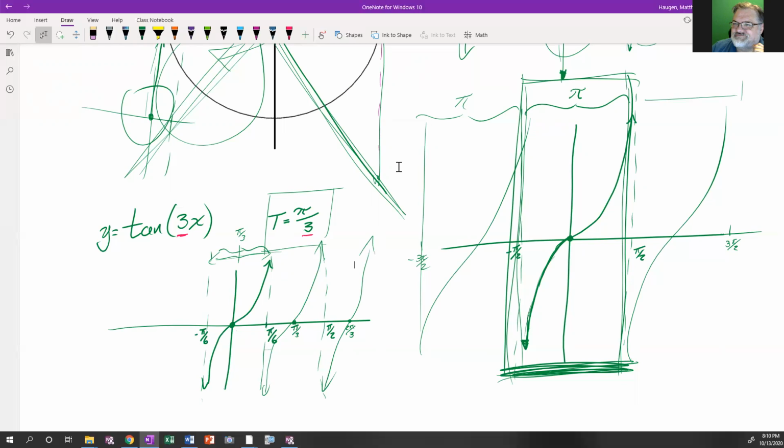So really our compression factor and our phase shifts and our lifts, all of that will work exactly the same way for tangent as they do for sine and cosine, with the one difference that the natural period for tangent is only pi instead of 2 pi. That's really the only difference. And of course it has these asymptotes in it and whatnot.